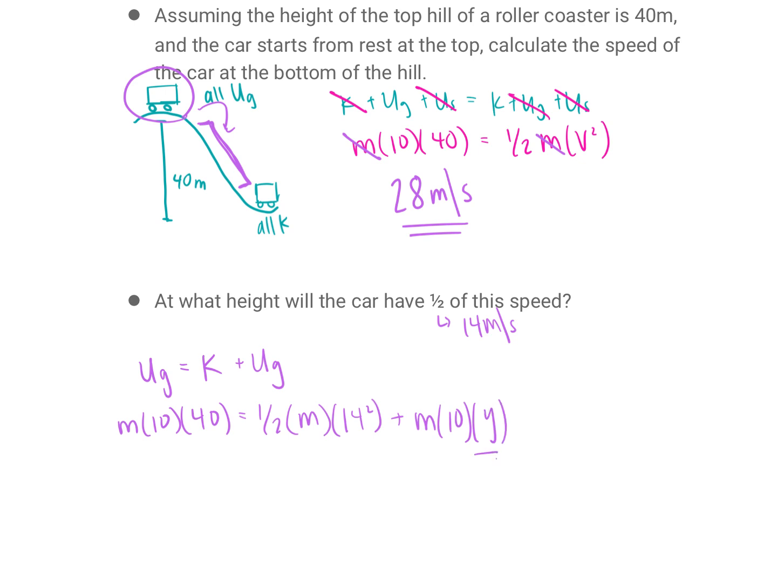Do you guys have a preference right here about if that's a y or an h? If I accidentally mix it up, is that fine? I know I usually like it as h, but AP puts it as y, so I don't want to confuse you. I'll try to keep it consistently at y, but it's just your height. Now, we've got m's all over the place, but we're going to be able to combine like terms here and work that out, okay? So this is 400 m equals 98 m plus 10 my.